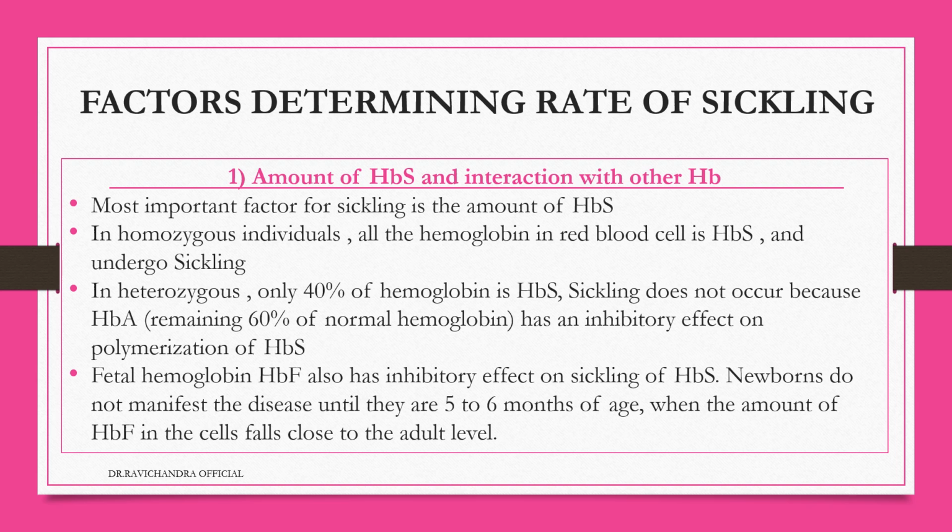of the HbS. Fetal hemoglobin also has an inhibitory effect on sickling of hemoglobin S. Newborns do not manifest the disease until they are 5 to 6 months of age, when the amount of hemoglobin F in the cells falls close to the adult level. So, fetal hemoglobin is present up to 6 months. So, there will not be any sickling seen in these patients or children. After the 6 months, they may show the symptoms of sickle cell anemia.